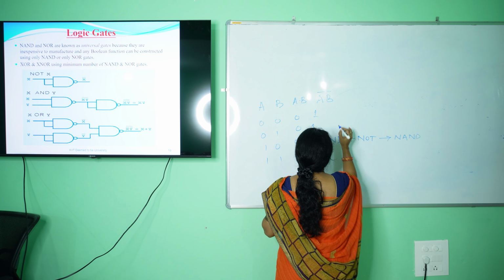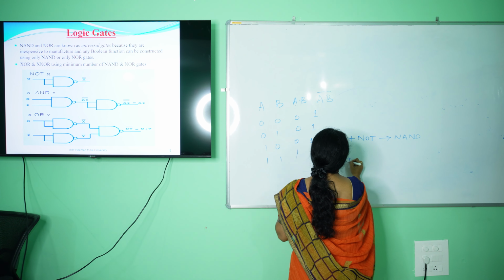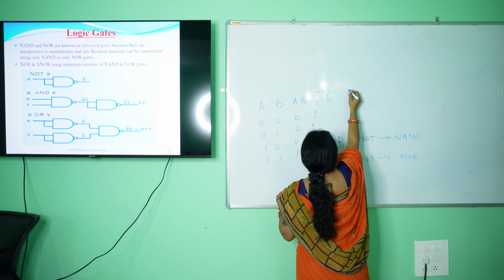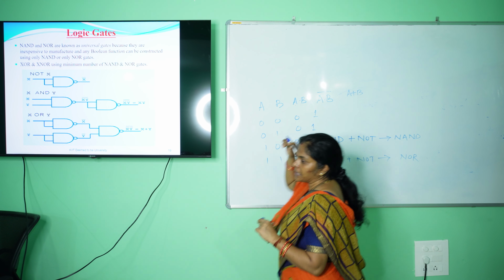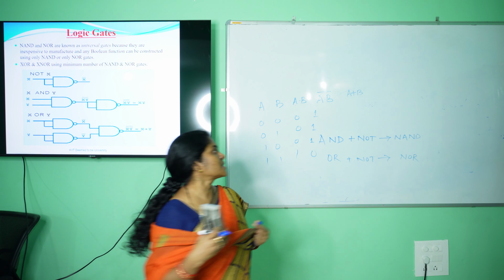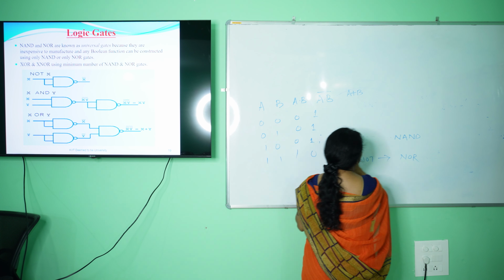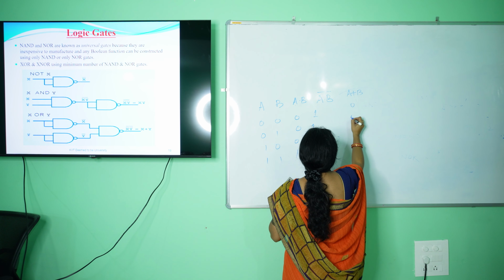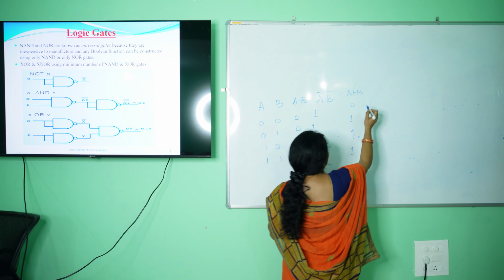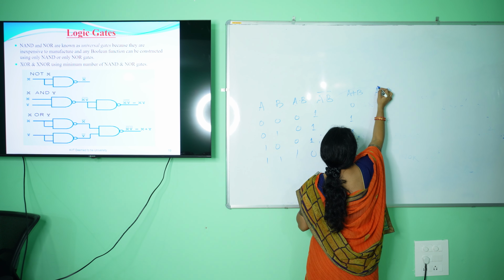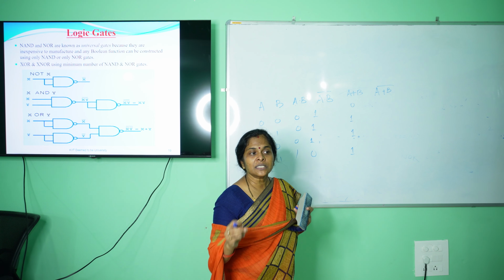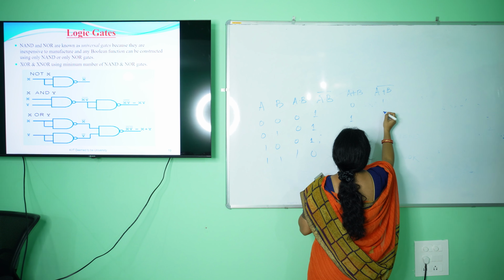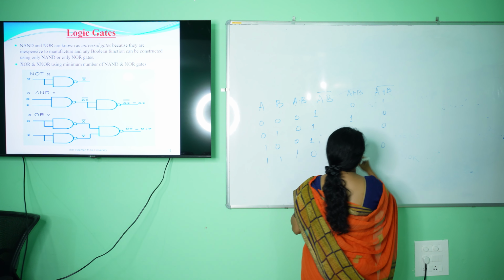Similarly, OR plus NOT becomes NOR. And if you remember the OR gate truth table, you can write the truth table of NOR too. How? See, if the OR gate output is 0, 1, 1, 1, I will do the negation of OR, that becomes your NOR, because NOT plus OR. This will be 1, 0, 0, 0.